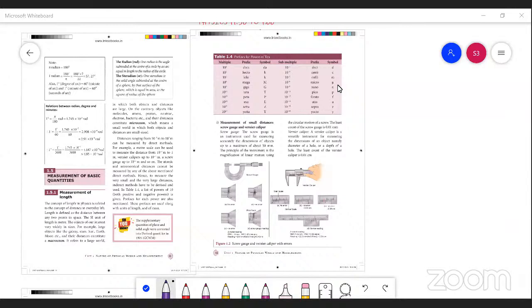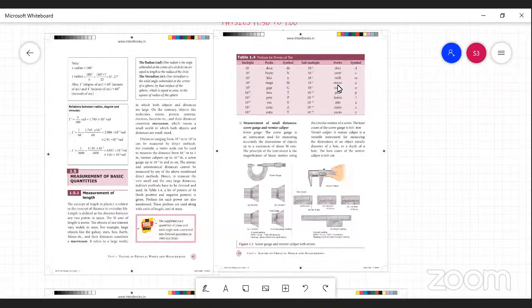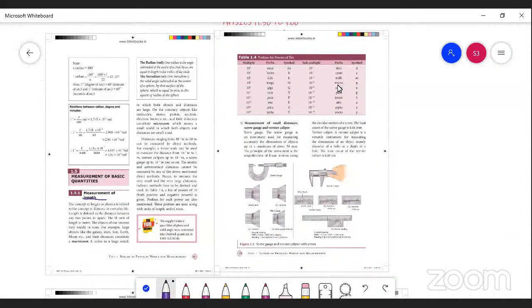Today our topic is measurement of length. See in our textbook, first two pages, the introduction. The concept of length in physics is related to the concept of distance in everyday life. Length is nothing but measuring the distance between two points. So length is defined as the distance between any two points in space.